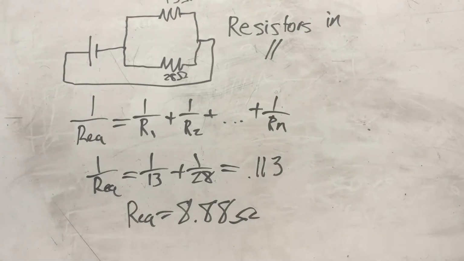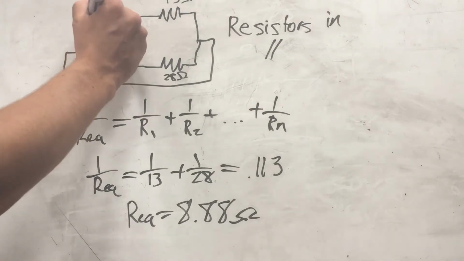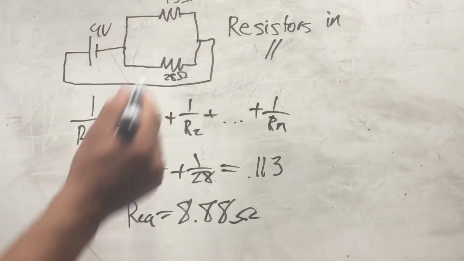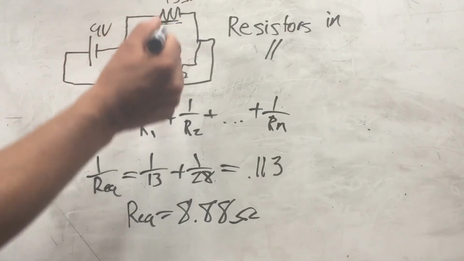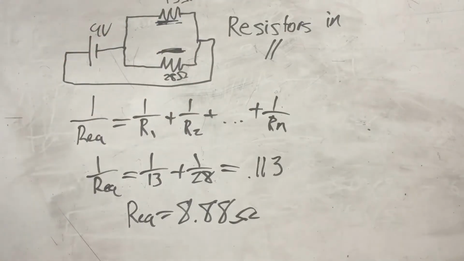For resistors in parallel, the voltage drop across each resistor is the same and equal to the voltage of the power source. So let's say this is 9 volts. Then this will have 9 volts, and this will have 9 volts.